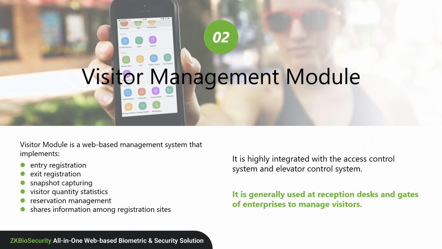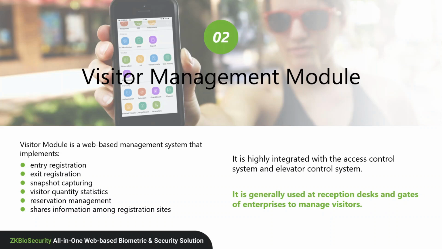So let's see the second part, the visitor management module. The visitor module is a web-based management system that implements entry registration, exit registration, snapshot capturing, visitor quantity statistics, reservation management, and shares information among registration sites. It is highly integrated with the access control system and elevator control system. It is generally used at a reception desk and gates of enterprises to manage visitors.